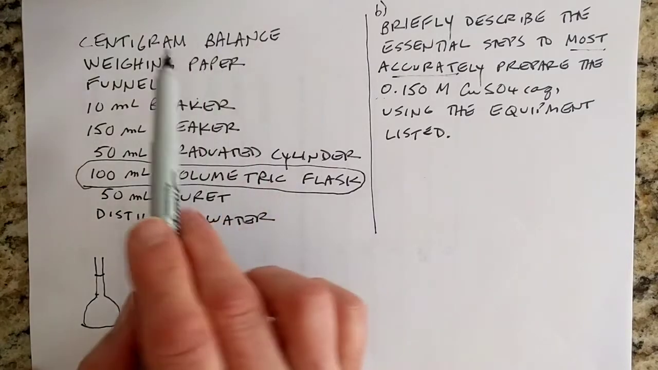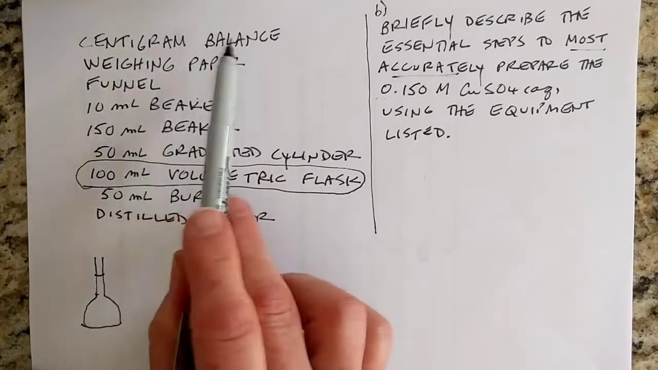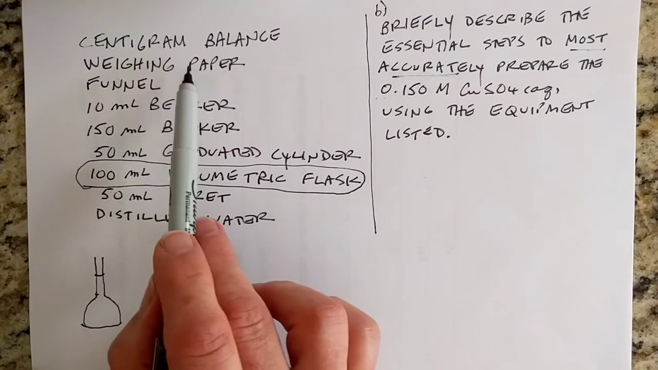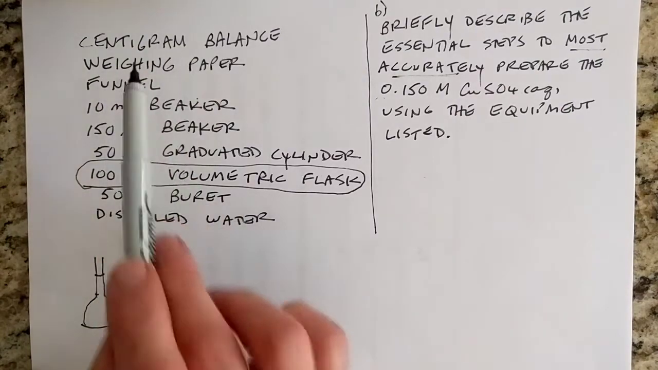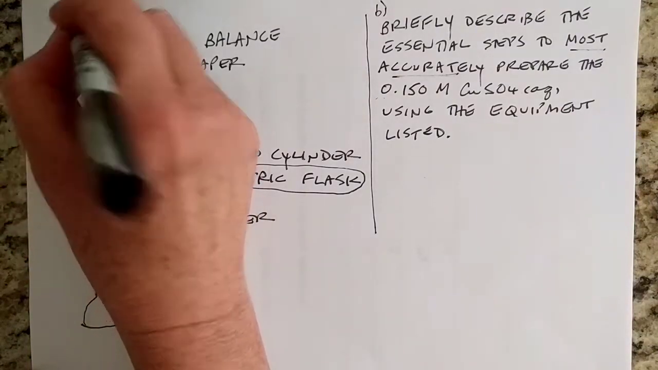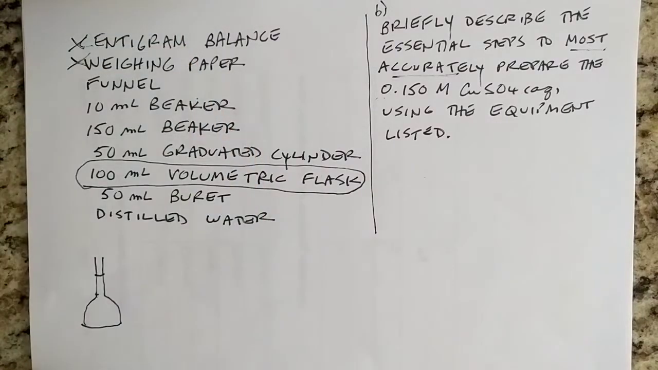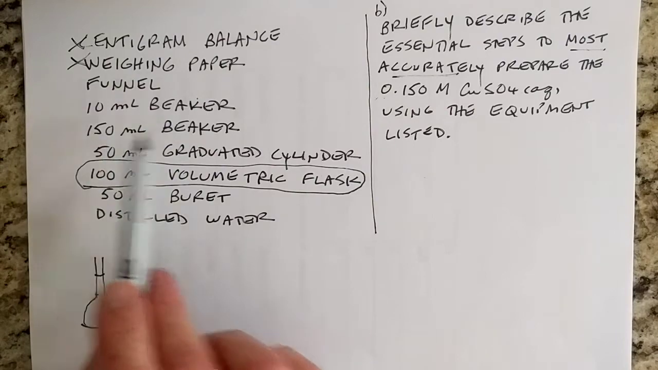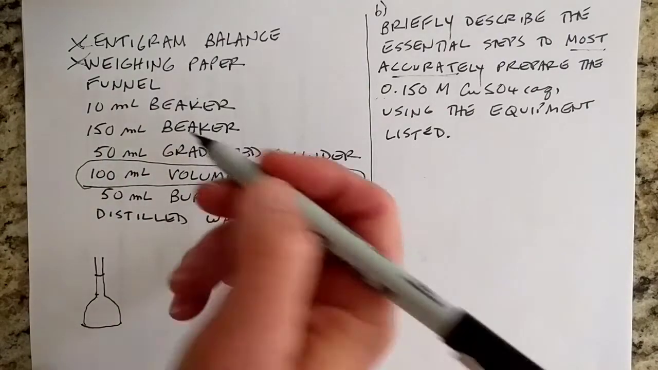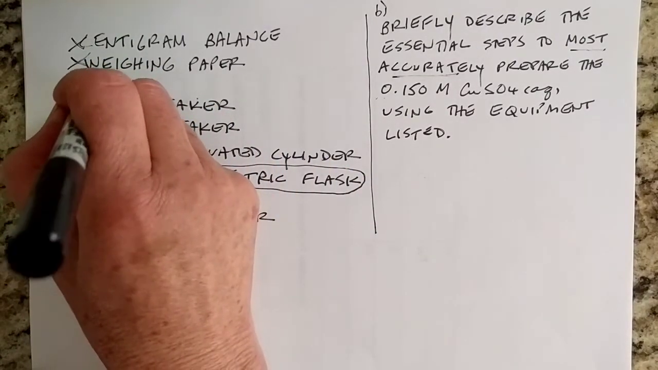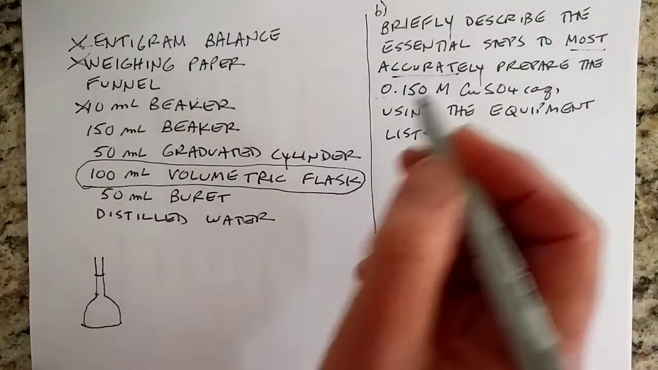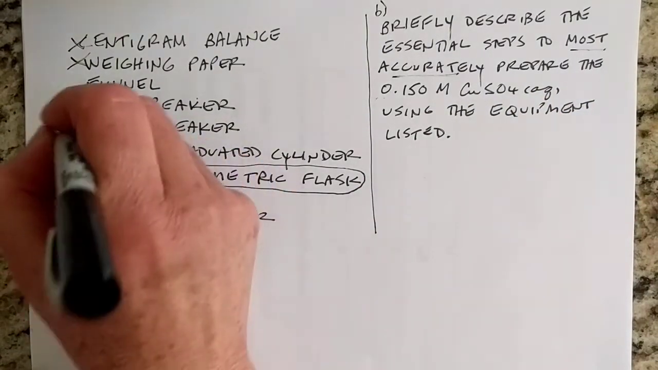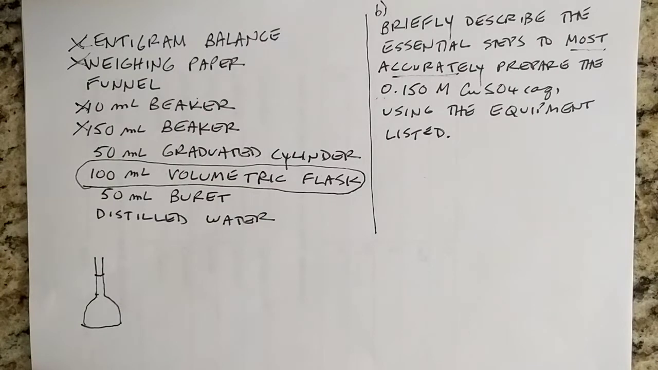Now, what do we need to dispense the 37.5 milliliters of our stock solution? Okay, so we don't need the balance or the weighing paper. If we had a solid that we were going to use to make a molar solution, then we would need that, but we don't. We don't need the centigram balance. We don't need weighing paper. Okay, the funnel we might need. The 10 milliliter beaker, the 150 milliliter beaker, we need to most accurately measure that 37.5 milliliters. So we certainly don't need beakers for that.